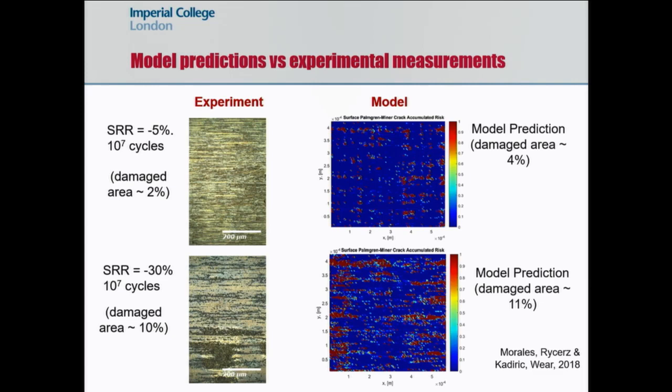2% damaged area, 4% predicted, 10%, 11%. We're working on this in more detail.